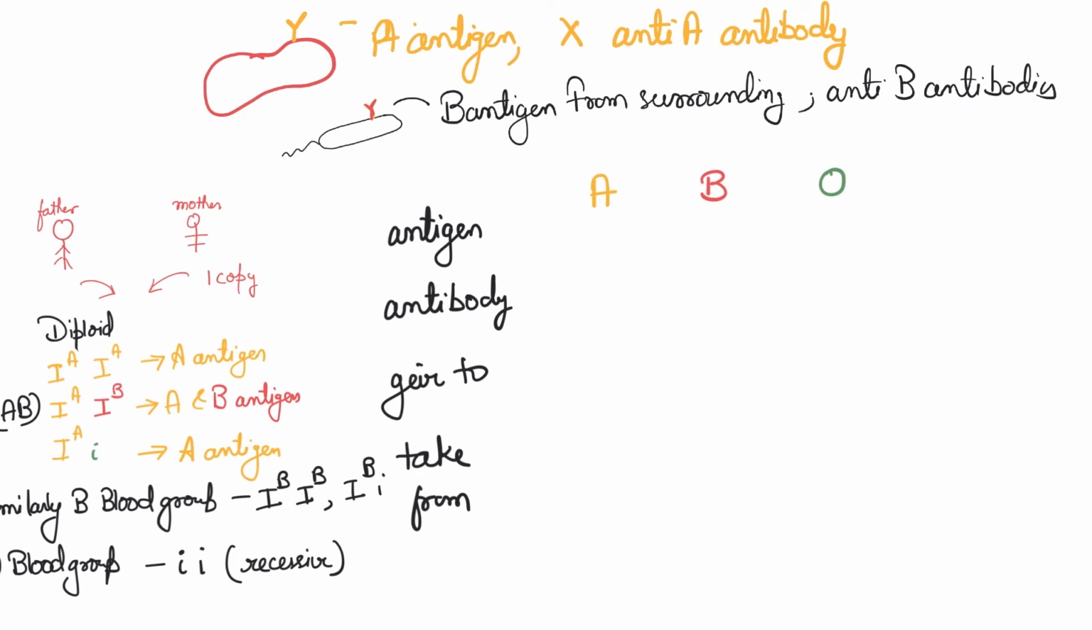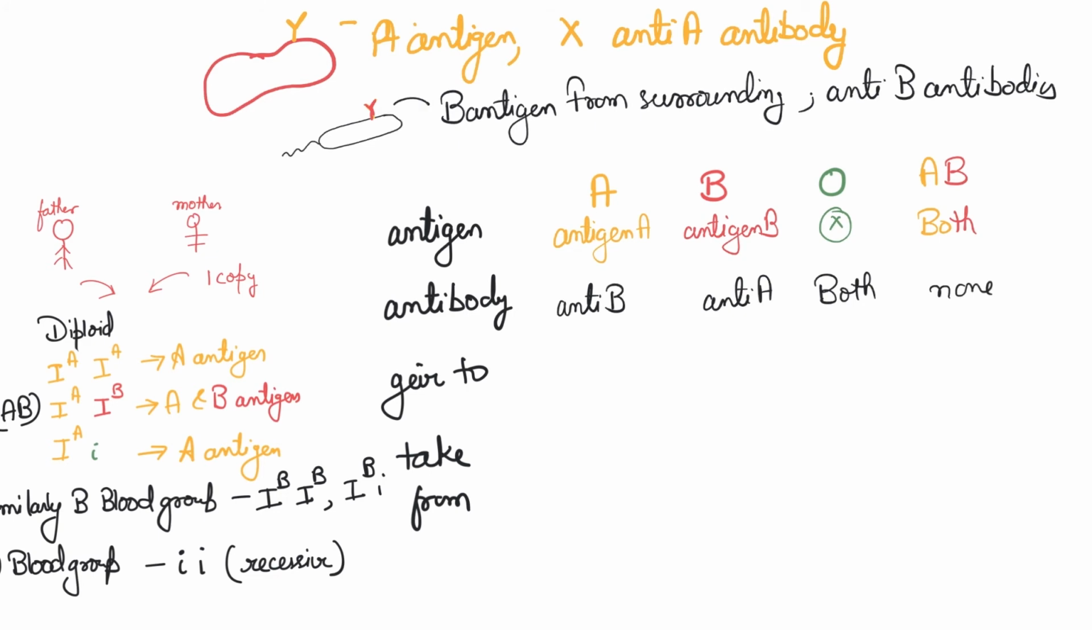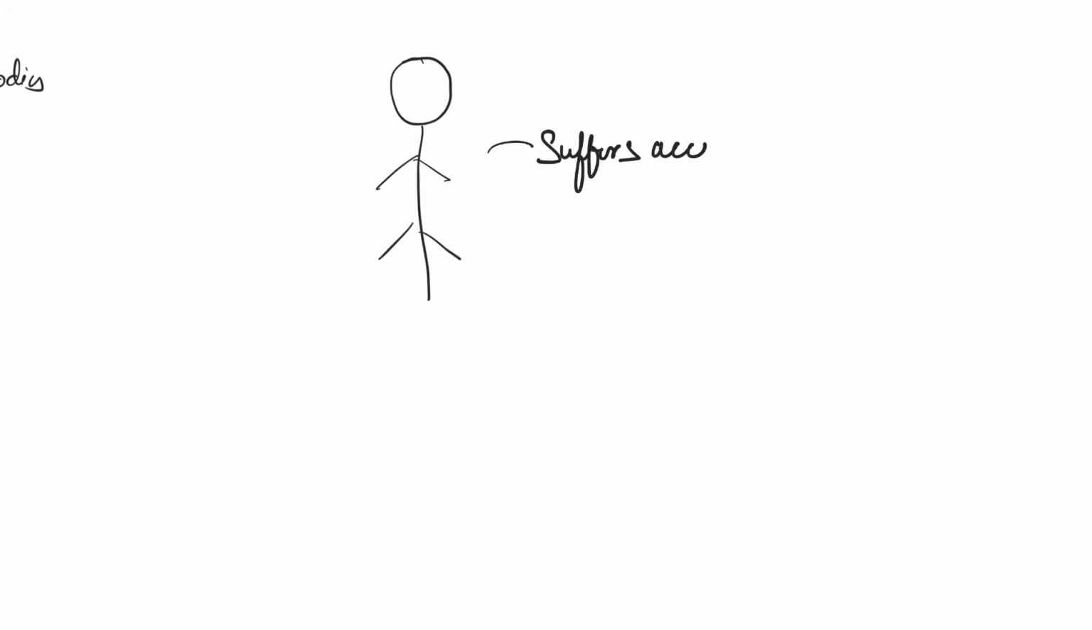So if you're A, you'll have anti-B antibodies that will work against the B antigen if you ever were to receive a transfusion. Right? So A blood group has antigen A, B has antigen B, O has no antigens, and AB has both the antigens because they are codominant. So the blood with A antigen will not have anti-A antibodies, it will have anti-B. Similarly, the B will have anti-A, O will have both because it has got no antigens, and AB will have no antibodies.